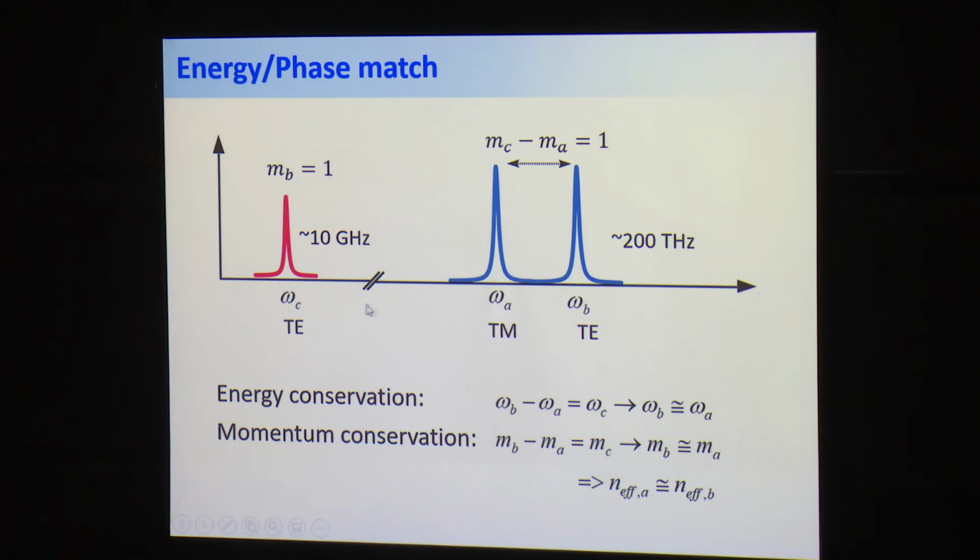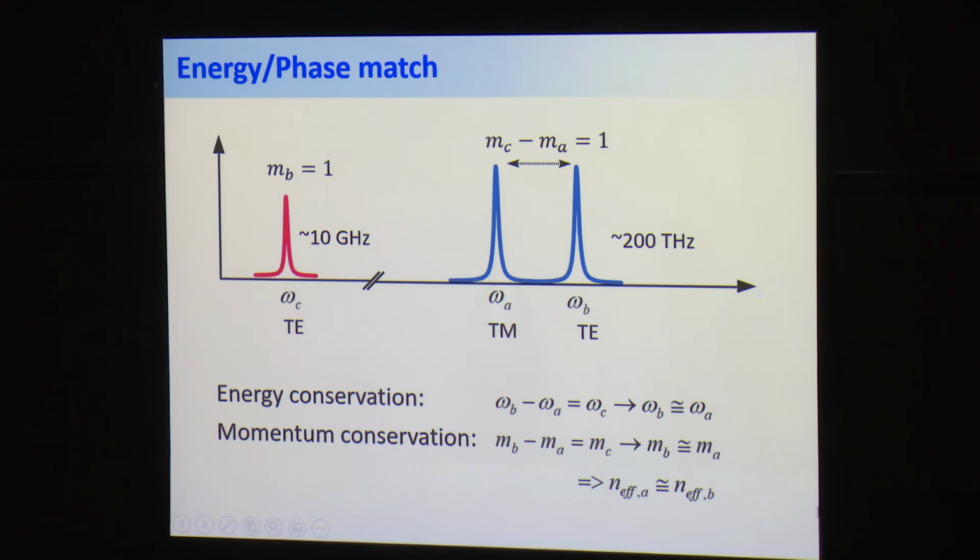The requirement is because a microwave mode has very little energy. The optical frequency is 200 terahertz, so 10 gigahertz doesn't really make a difference. That means these two frequencies should be very close. Also, a microwave field does not give you much momentum. That means the momentum of these two modes should be very close. So your refractive index should be identical for the TE and TM mode, within the last digit, 0.001. Your two modes should have the same index.